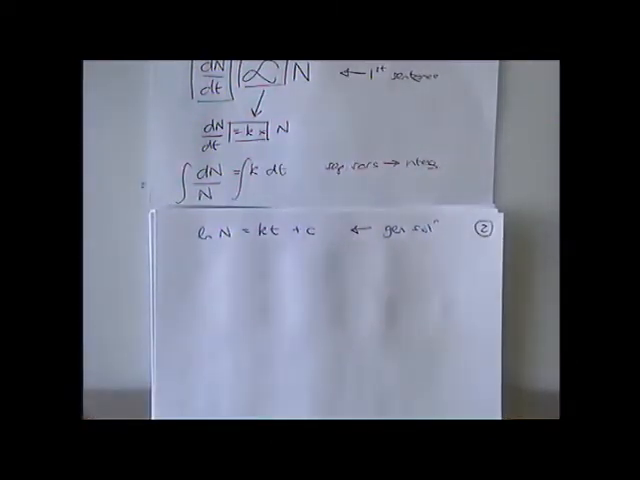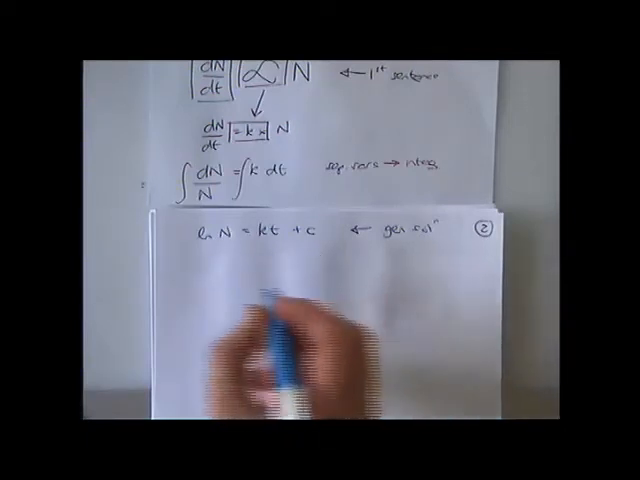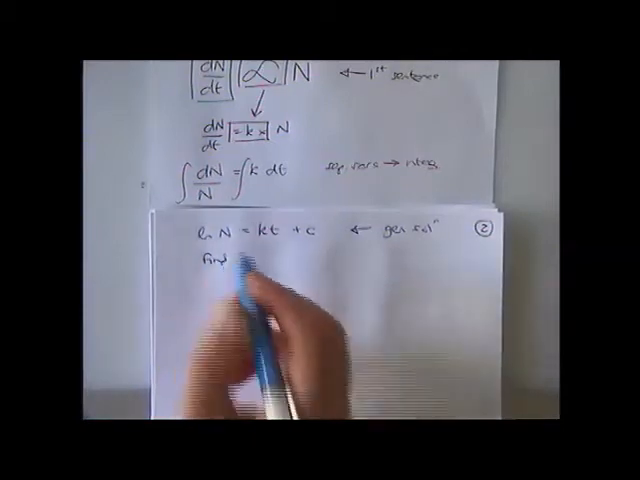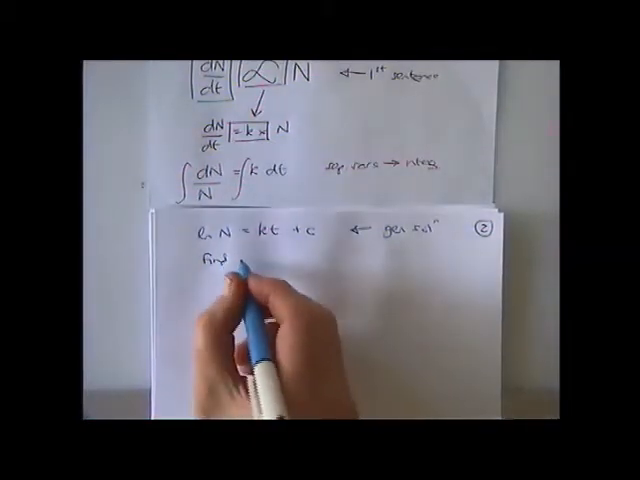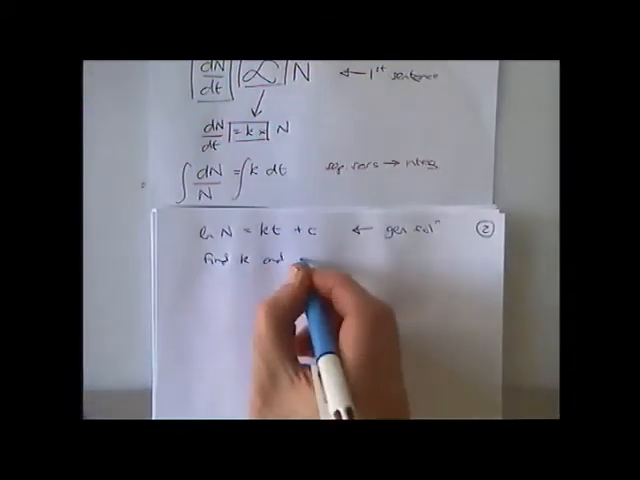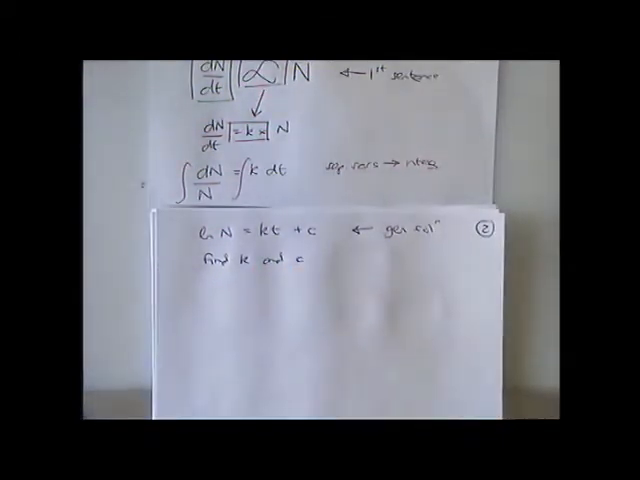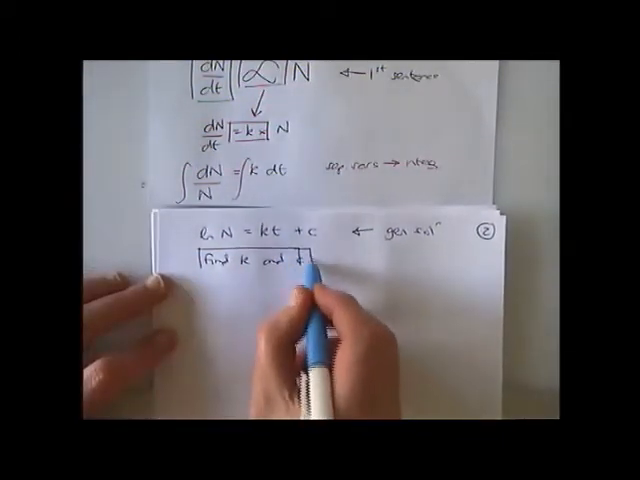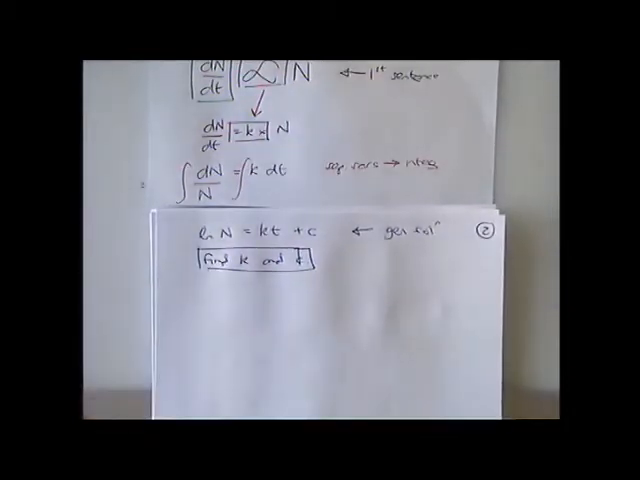Now, we need to go back to the question again, because we've got two letters here we've got to find out in a minute. We will need to find the things that aren't our variable. So we will need to find k, and we will also need to find c. That's an issue that we've got to do in a minute.